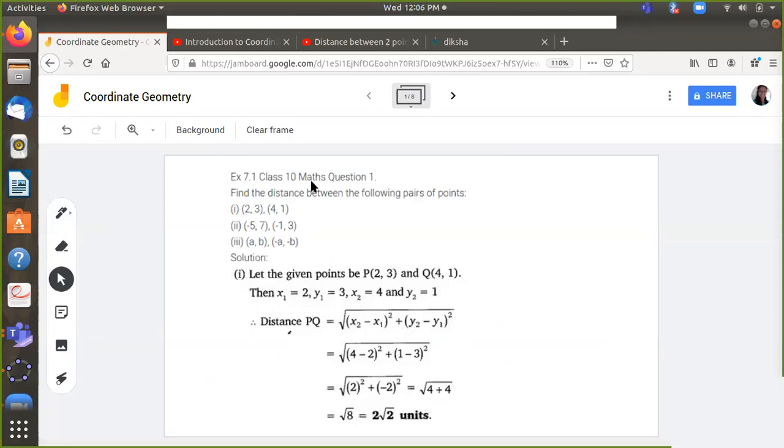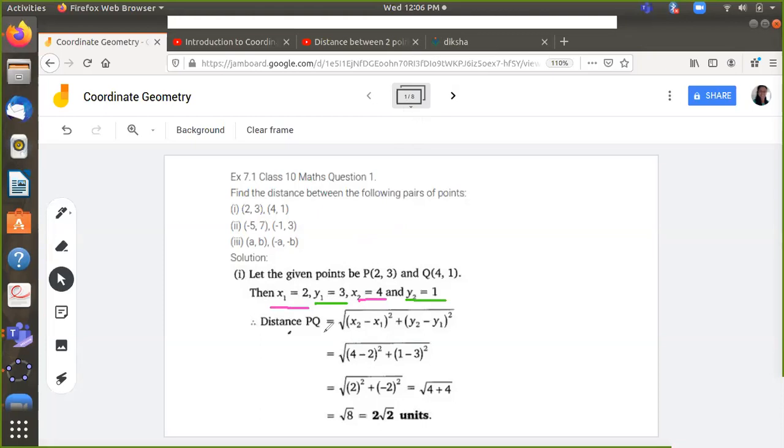So your x1 is equal to 2. We have taken your x2 is equal to 4. And similarly, your y1 is 3 and your y2 is 1. So these are the values.